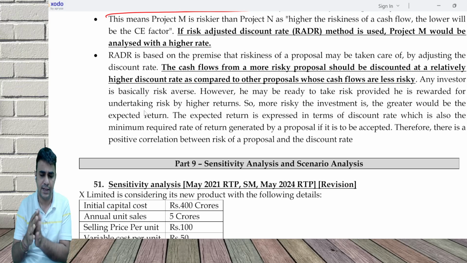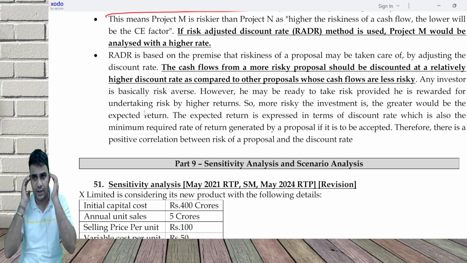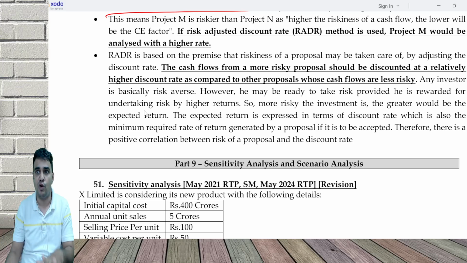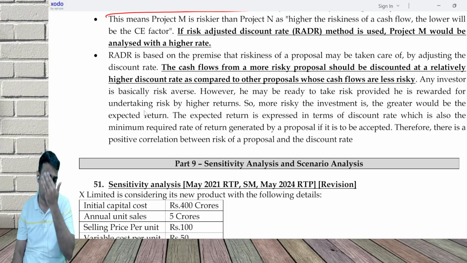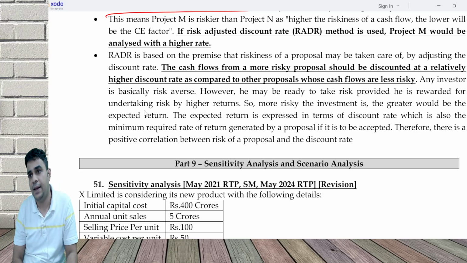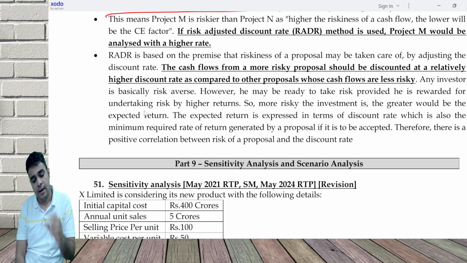Scenario analysis is a very simple part of it. You don't have much problem. Sensitivity analysis is a very lengthy kind of a discussion. Practical scenario is more difficult. Sensitivity is easy. Now let me first explain. I calculated the NPV of the project. NPV is dependent on various parameters.